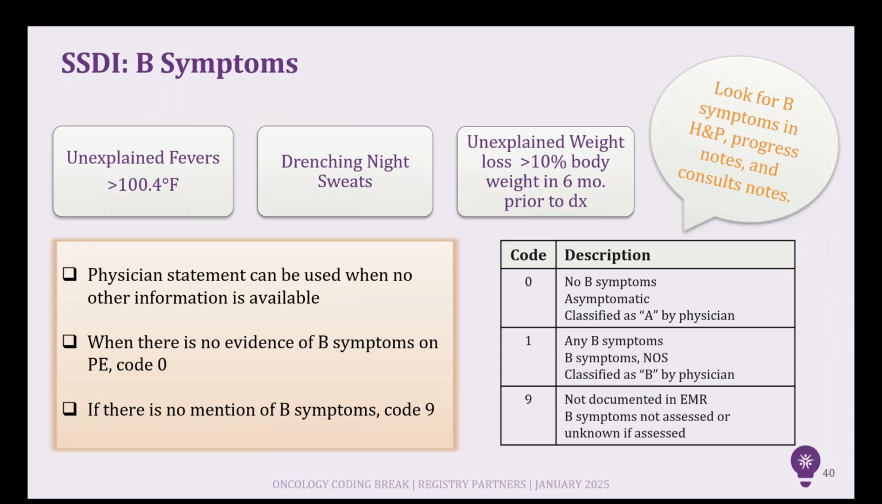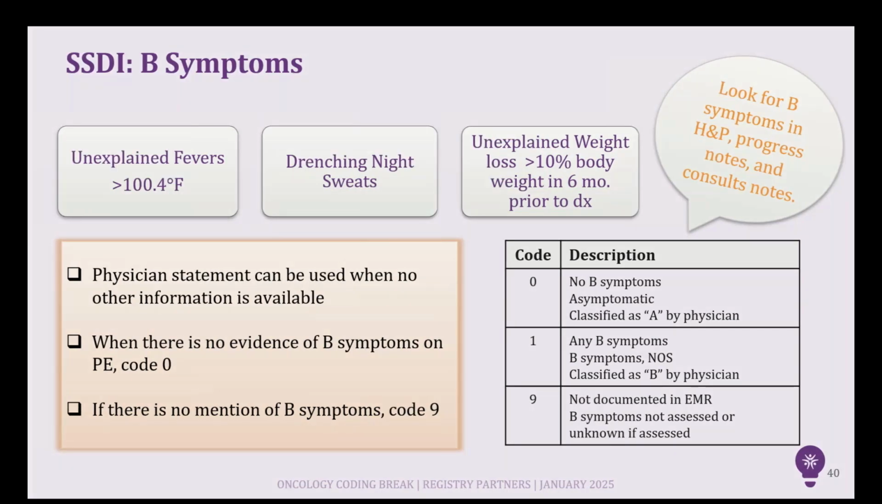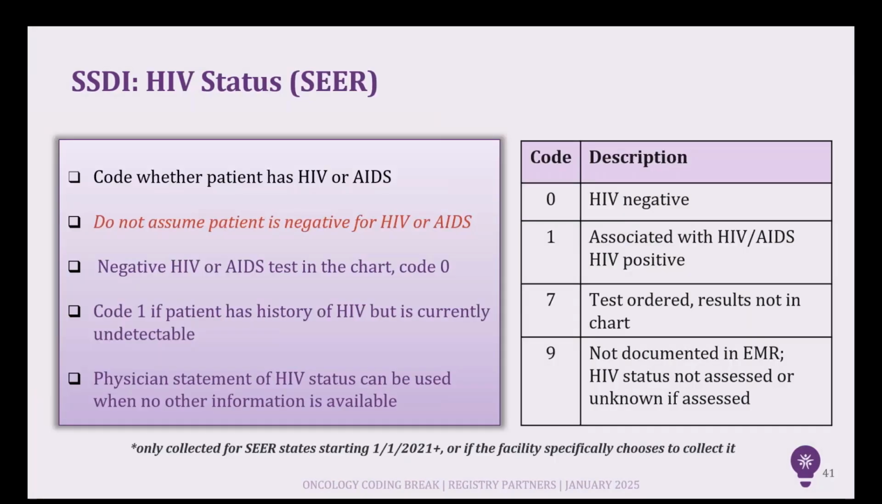The next SSDI is HIV status. This one's pretty straightforward as well. We're going to code whether the patient has HIV or AIDS. Do not assume that the patient is negative for HIV or AIDS. So be sure you're looking for the test in the chart.